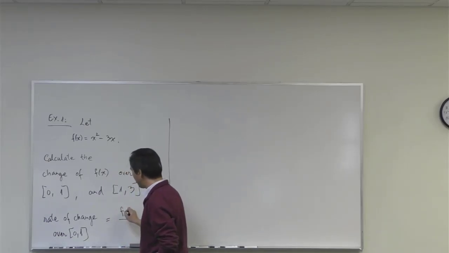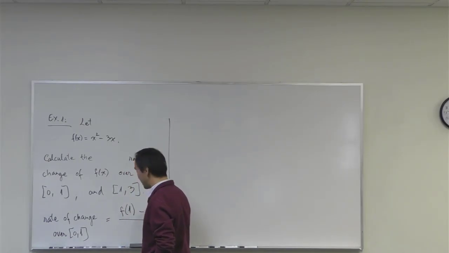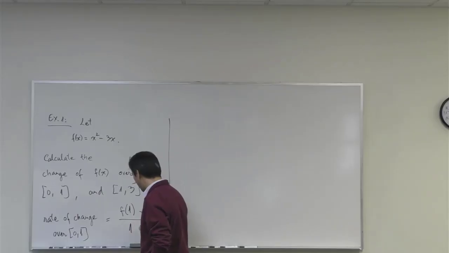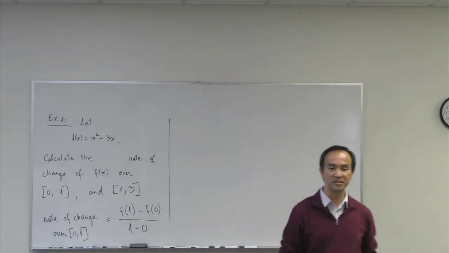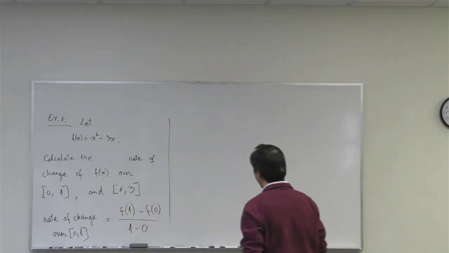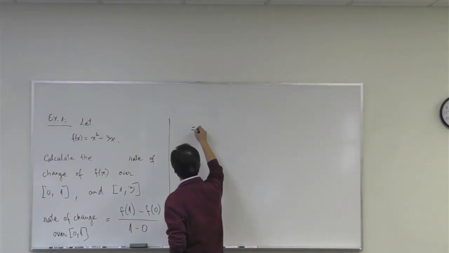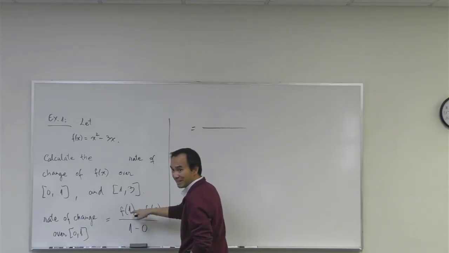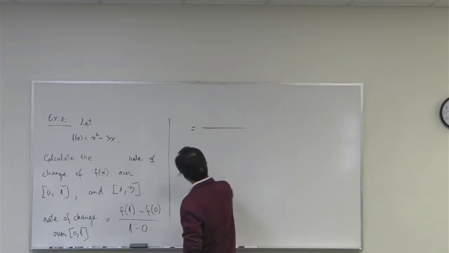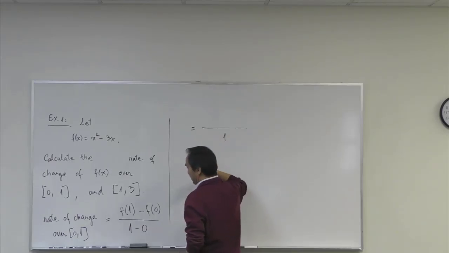The function value at the final point, subtract the function value at the initial end of our interval, and we divide it by final x minus initial x. Sounds good? Changing y over changing x: the difference in the y value divided by the difference in the x value. So we now have to substitute and calculate, and in the denominator it's simply 1, so that's easy for the later step.